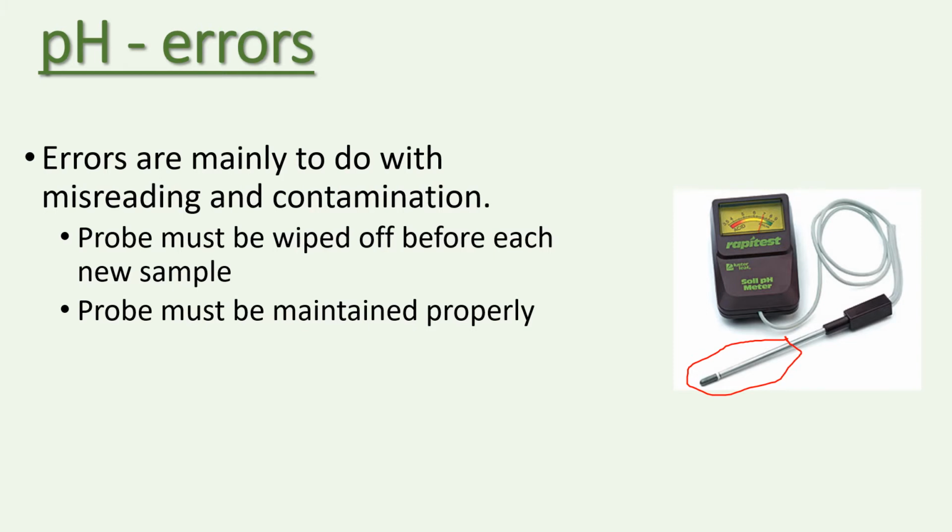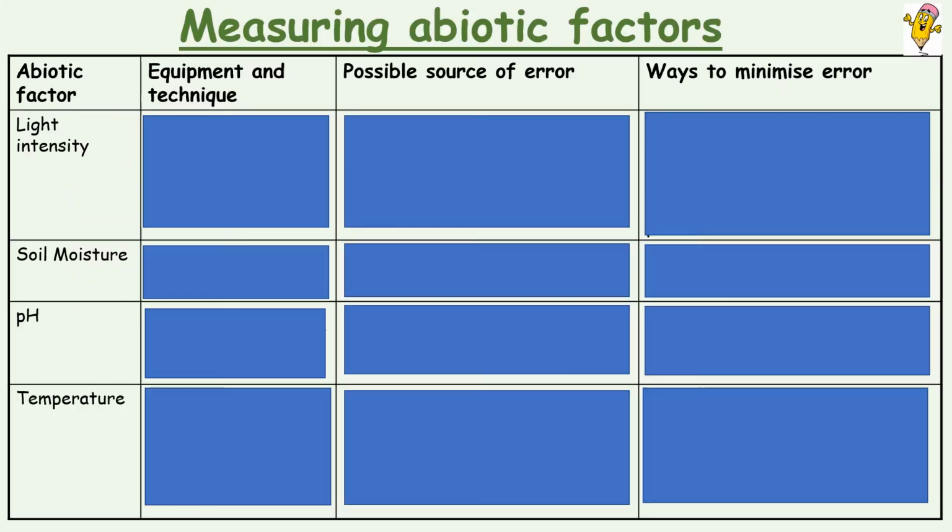Well done if you managed to get that correct. If not, then go back and watch different sampling techniques. So pause the video and try to fill out the table before I go over the answers. So we should now know the equipment used for measuring light intensity, soil moisture, pH, temperature, the possible sources of error, and the ways to minimize them.